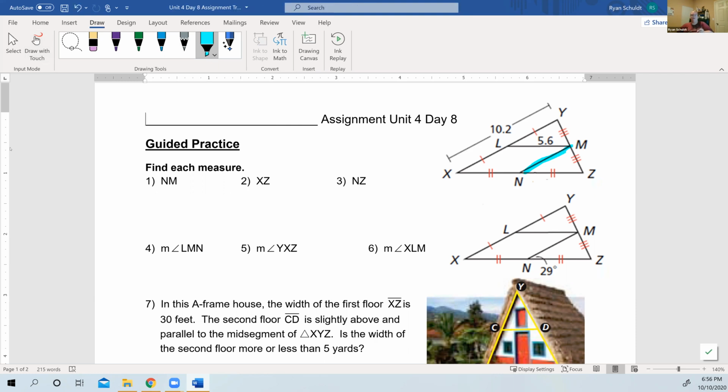What do I know about mid-segments? They're half the side they're parallel to. So the side it's parallel to is 10.2. That means NM has to be half of that. So 10.2 divided by 2, which is 5.1. That's all there was to that one.